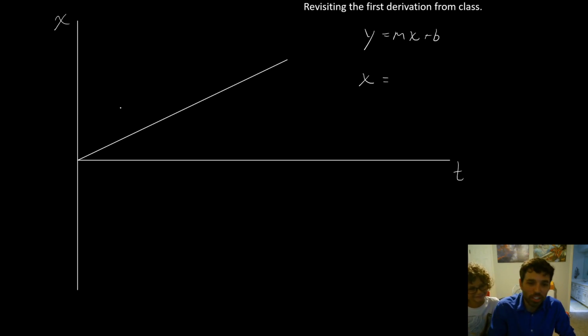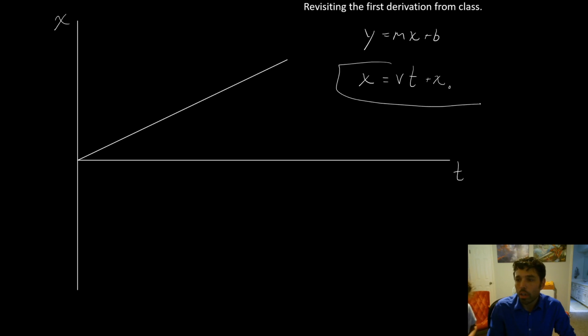The slope is velocity, because the rate of change of position with respect to time is velocity, so we replace the m with v. On the x-axis, we're graphing the time, so we replace that with a t. And then we have the y-intercept, which is the original position where we start, and in this example, it's the origin. So we write x-naught, and there we have our equation that we derived on Monday.